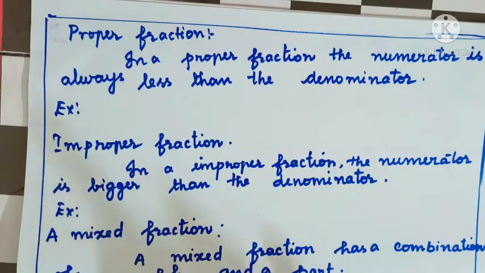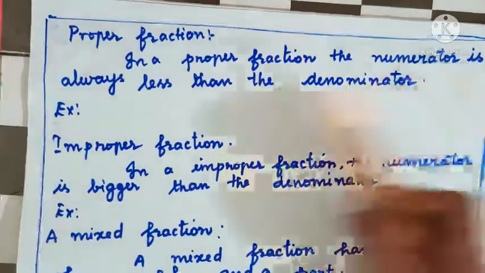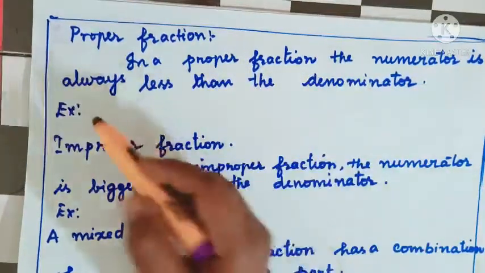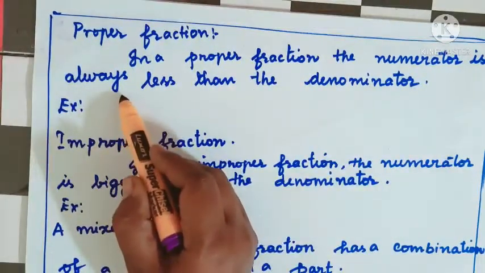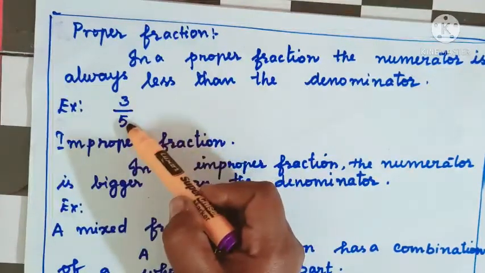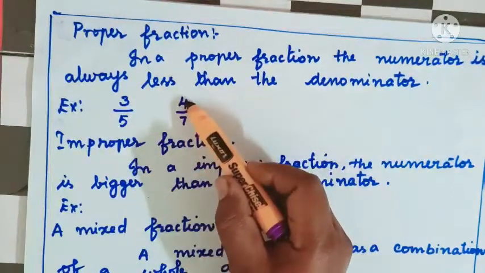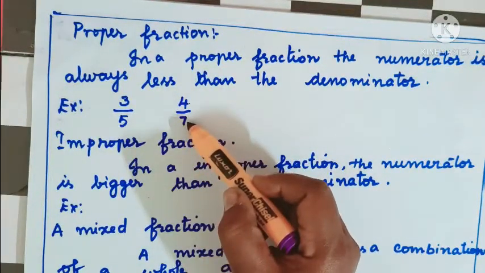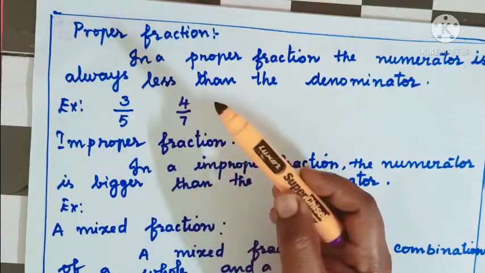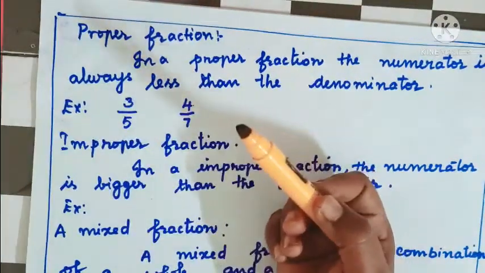So, you know what is numerator, what is denominator. You can say an example for me. See here, the numerator is always less than the denominator. Can you say one example for me? Yes, 3 by 5. Here the numerator is less than the denominator. 4 by 7. Here the numerator is less than the denominator, isn't it? So the numerator should be less. Imagine I have 5 chocolates. I can give 3 to you. Like that you can think.